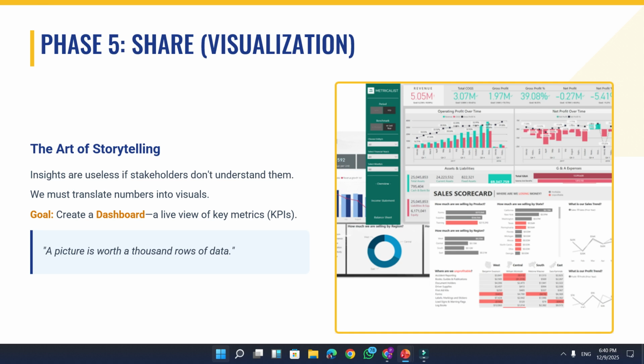So the goal here is to transform numbers into visuals. And the goal is to create dashboards that tell a story. So you need to create dashboards that tell a story through the raw data.